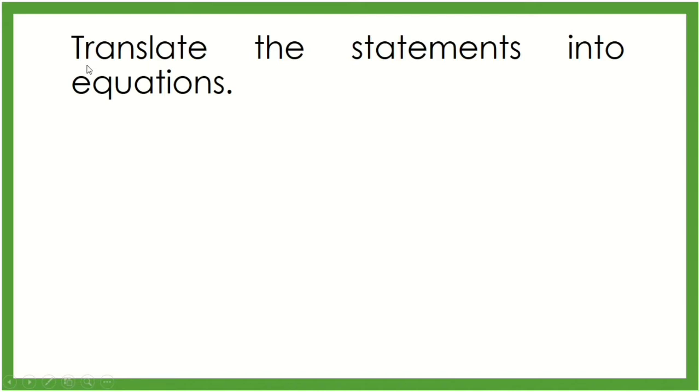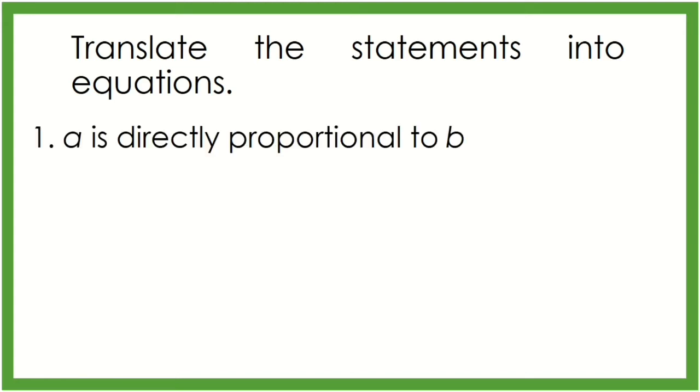Let us have an activity. Translate the statements into equations. I have here a statement, and then we will translate it into equation, just like our illustrations earlier. Number 1. A is directly proportional to B. What is the equation of this statement? The equation is A equals K times B.